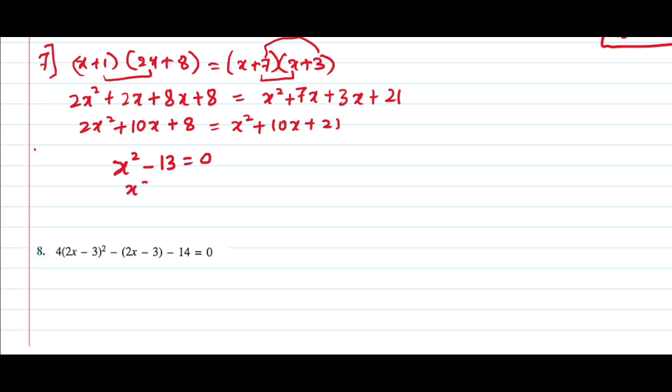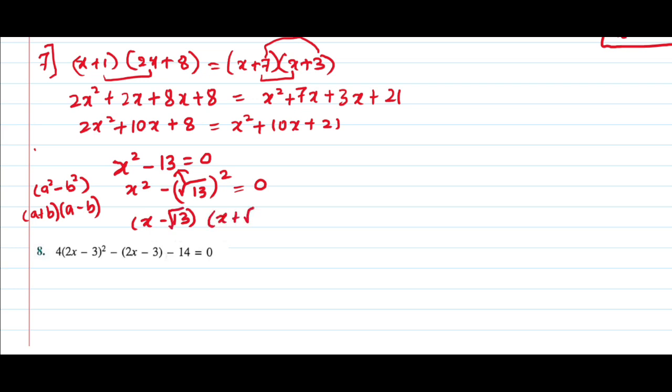So x square minus 13, if I apply the square root over here, the square and root will get cancelled and I'll remain with the original term, that is 13 only, which is equals to 0. So this is of the form a square minus b square, right? A square minus b square gives a plus b and a minus b. So which is of the form x minus root 13 and x plus root 13, which is equals to 0.